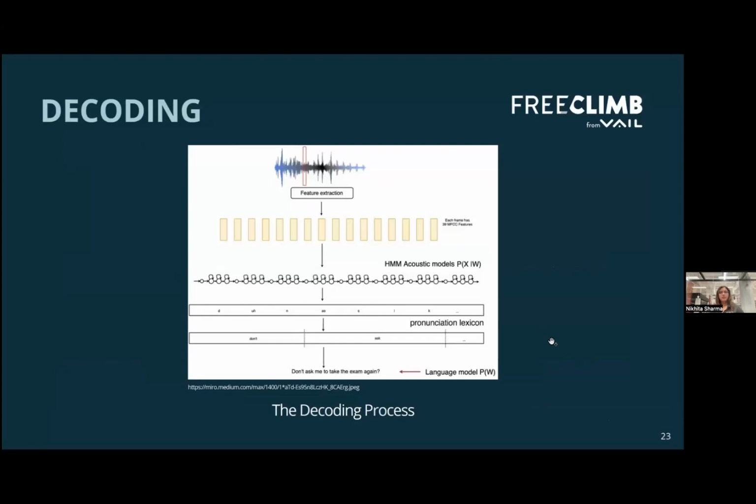So putting all of these together, this process is called the decoding process. And so we have the input audio, we extract the features, we get the phoneme from the acoustic model, and then we use the language model to build out the sentences.